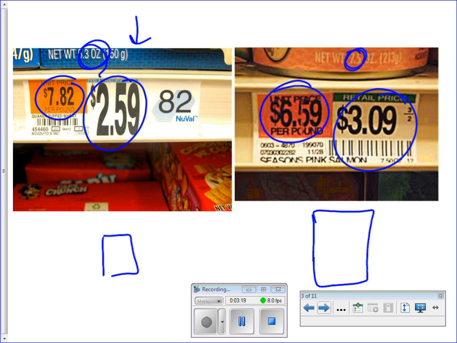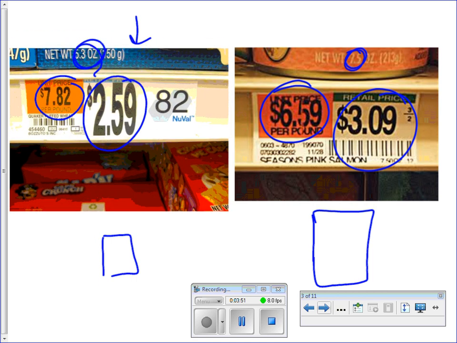This one is the better value because that's only $6.59 per pound, where the other one is $7.82 per pound. So really, you're spending 50 cents more, but you're getting more for your money. Okay? If we scaled it up from 7 ounces to a pound, that would have been our price. If we scaled 5.3 ounces up to the pound, that would be our price. So that's going to be the focus of our lesson. Okay?